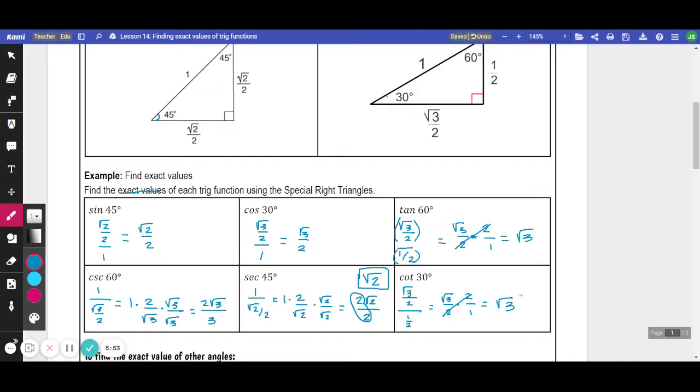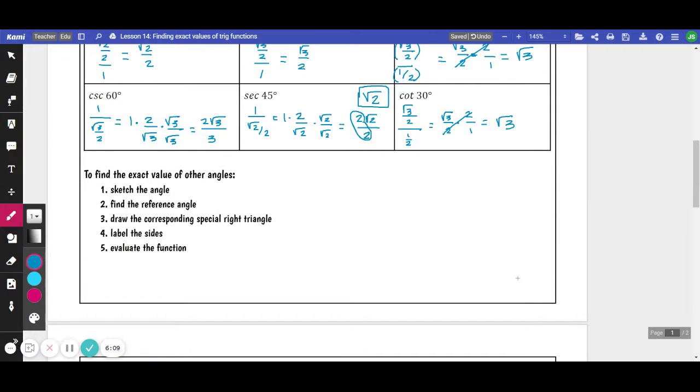Okay. All of those angles were between 0 and 90. The only 3 angles, 30 degrees, 45 degrees, 60 degrees. Those are the only angles that this process works for. However, we're going to extend it a little bit now. So we're going to do this with angles that are over 90, that are negative.